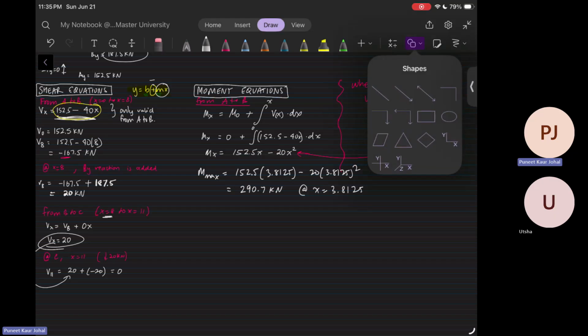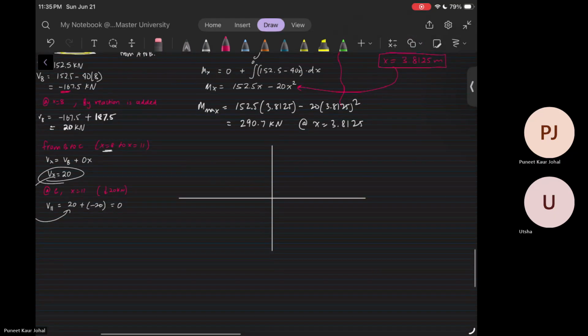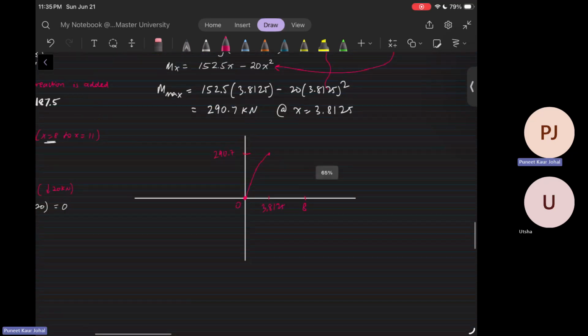So if we were to start actually graphing the moment graph here, it'll start at 0, and then at 3.8125, it will reach a maximum of, let's say, 290.7. It's kind of like this. And then we can see what happens at x equals 8, because that's the next big point that we have to cover. Ideally, we should draw them right underneath each other so we can keep track of what's happening, but for now, let's just do it here.